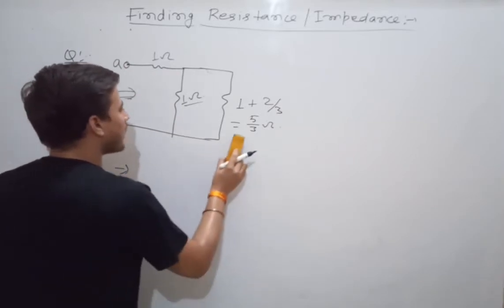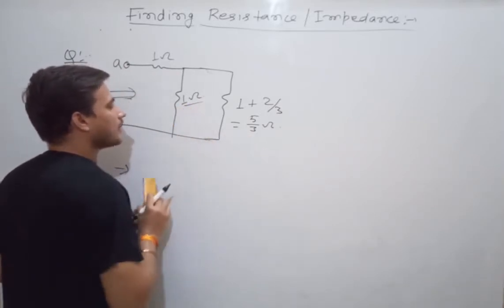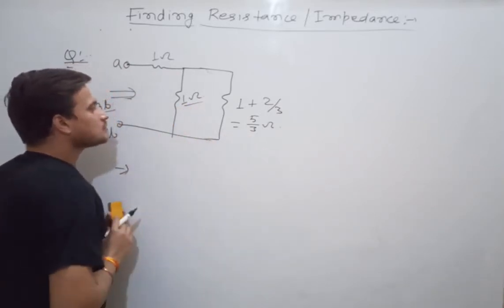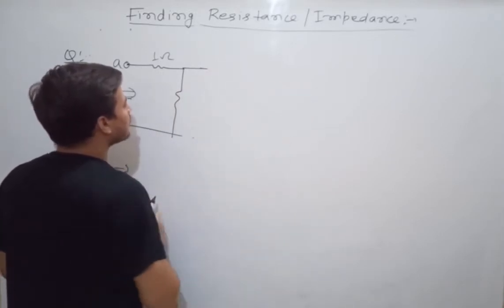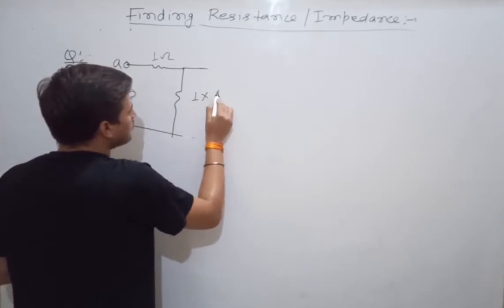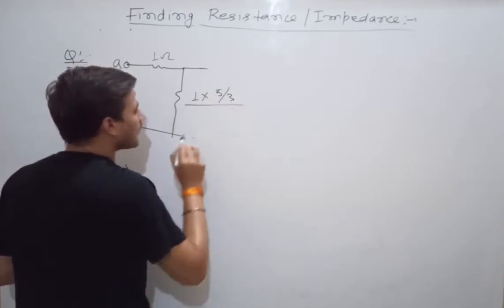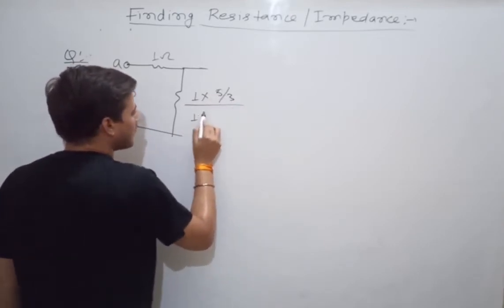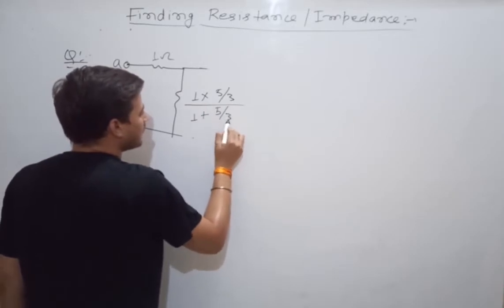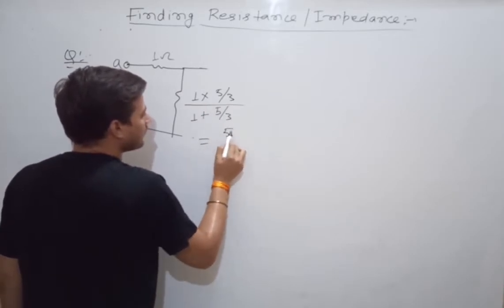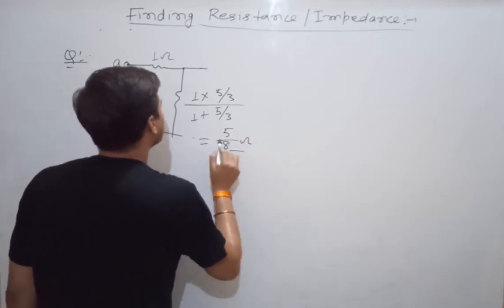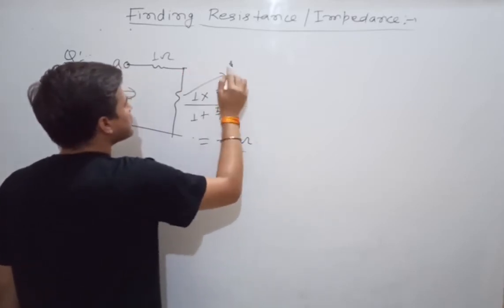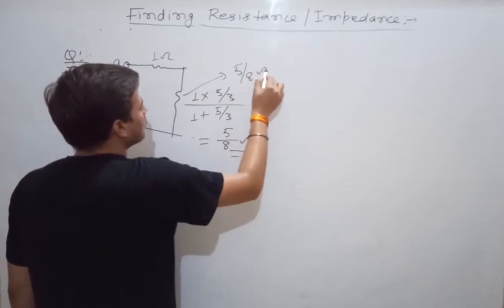Next you see that 5 by 3 ohm and 1 ohm are connected in parallel. So when these two are connected in parallel, its equivalent will be R1 R2 divided by R1 plus R2, that means 1 into 5 by 3 divided by 1 plus 5 by 3. So it will be equal to 5 divided by 8 ohm.